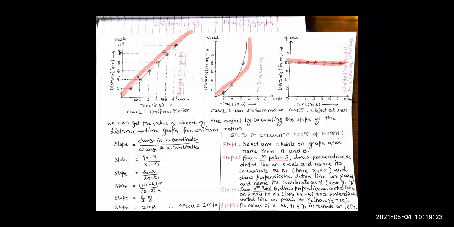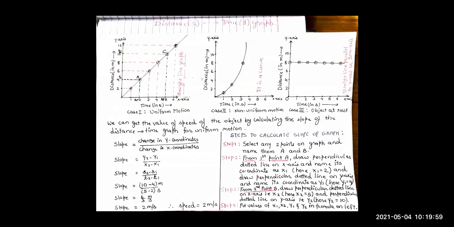Okay, good. But one more piece of information you will get from the graph, that is the speed of an object. We can calculate the speed of an object from the distance time graph, because we know distance upon time is speed. So from this distance time graph, we can get the value of speed. How? By calculating the slope, right? So let's see how we can calculate the slope.